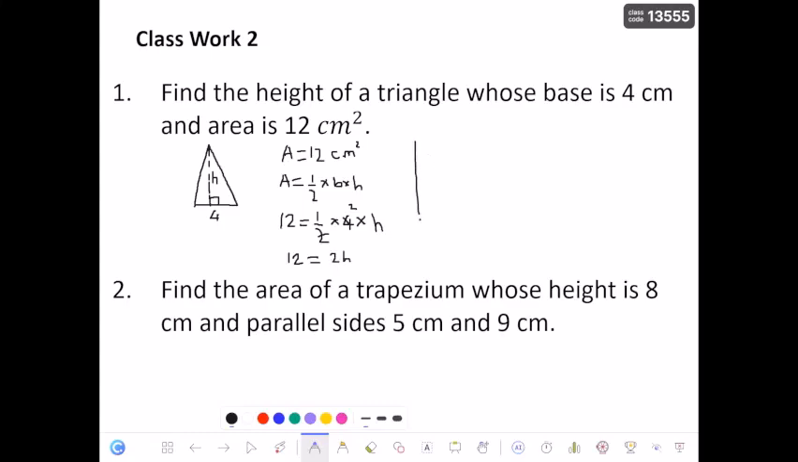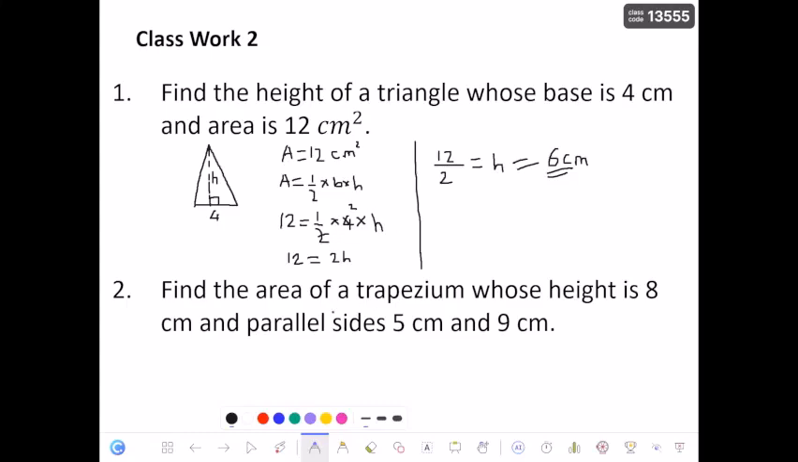So if we end our calculation on this corner, you will see that dividing both sides by 2, you will get 12 divided by 2, and that will be equal to h. So 12 divided by 2 is 6. So therefore h is equal to 6. Always put your centimeter as I advise whenever you are solving. So the height of this question is 6 centimeter. So please take note of this. So that is all for this classwork 2.